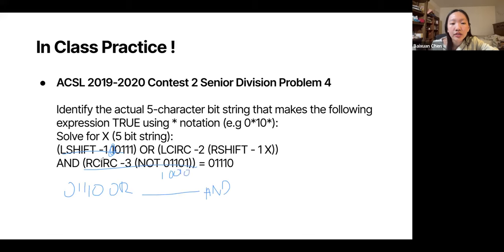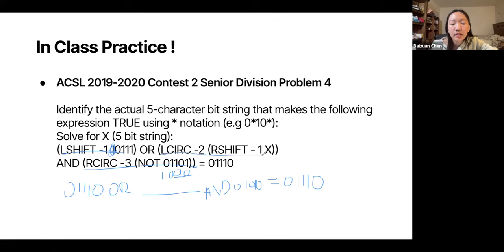And then we circle it to the right? So we take the last 3 digits and we add them to the front. So it'll be 0, 1, 0, 1, 0 is equal to 0, 1, 1, 1, 0. Okay, so then we find the middle.